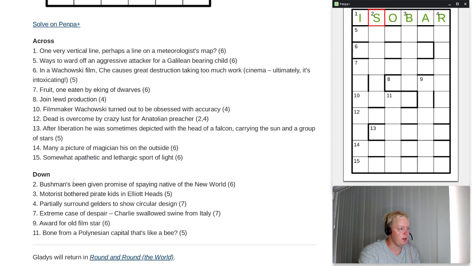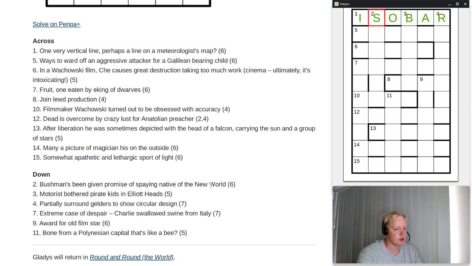Been given something is a container indicator. Someone has been given something, so the given thing is inside the thing that has been given it. So a short word for Bushman, and this is a 6-letter answer. So we need a short word for Bushman, starting with S, and put inside it the promise of Spain, and you would get native of the New World.